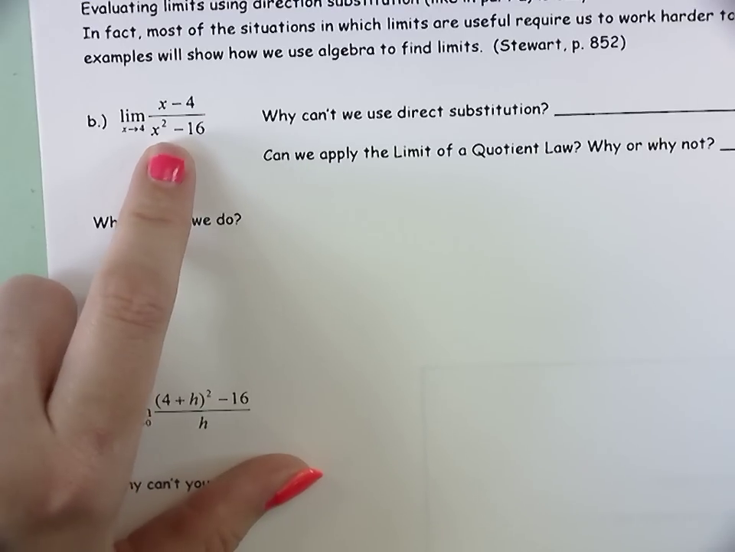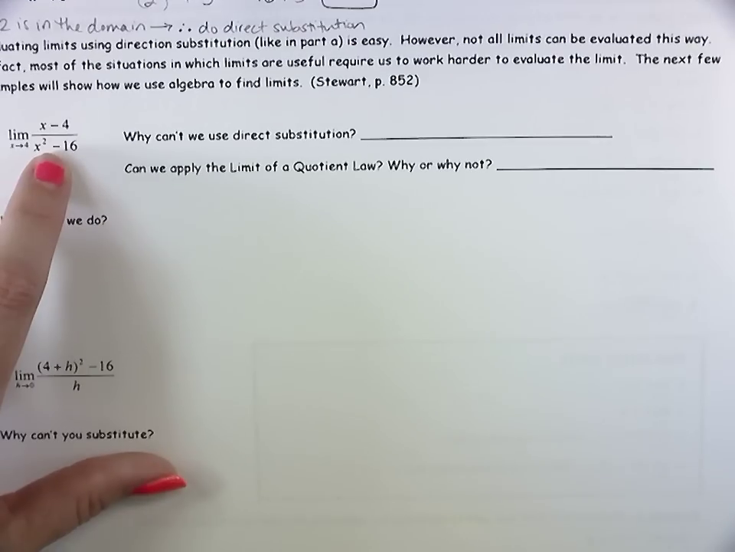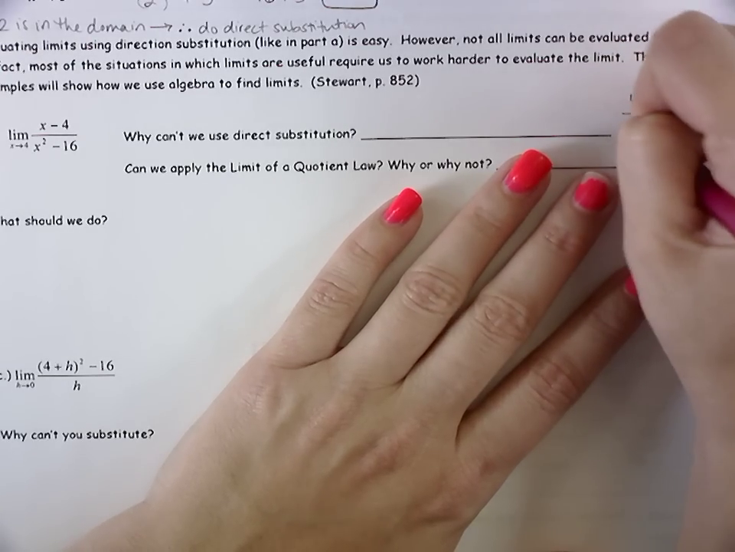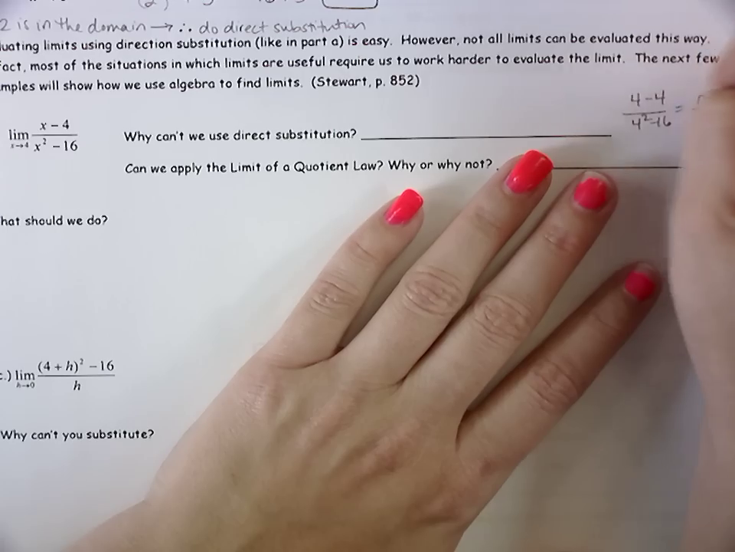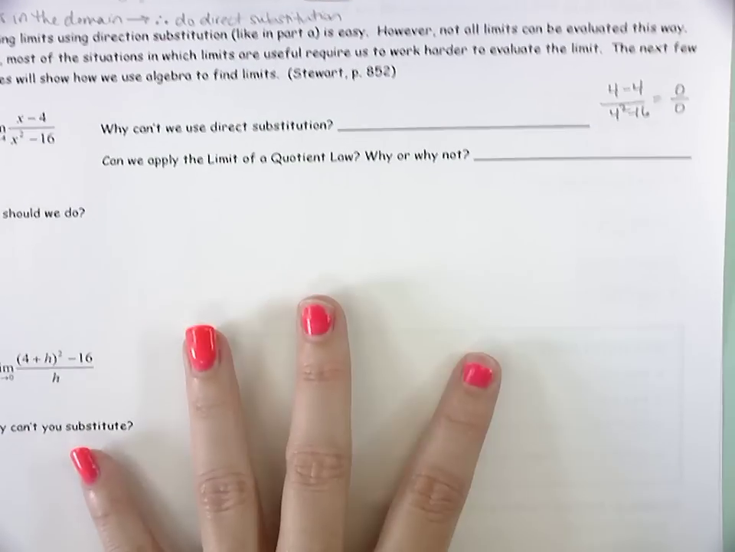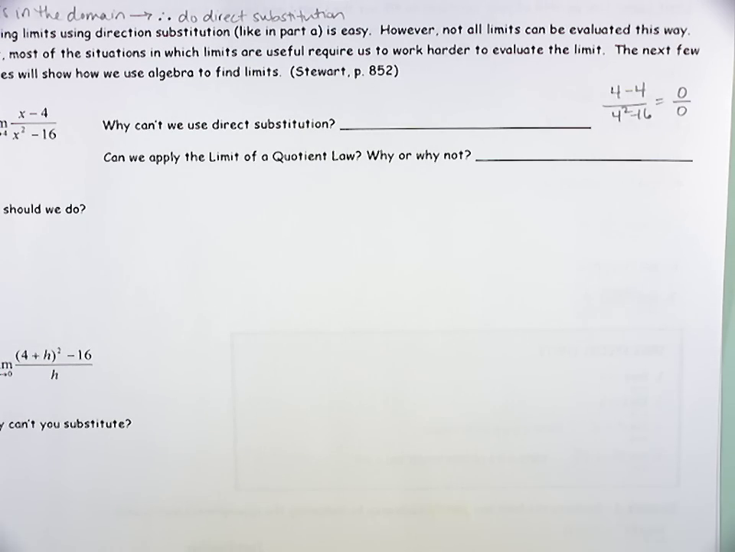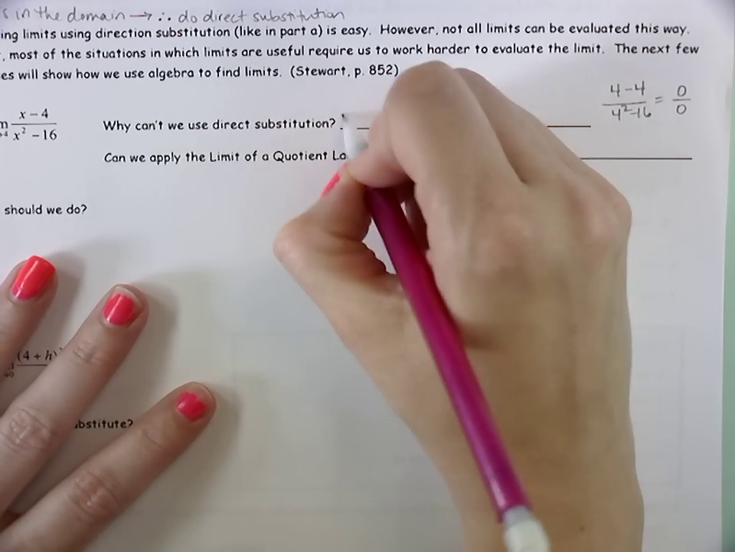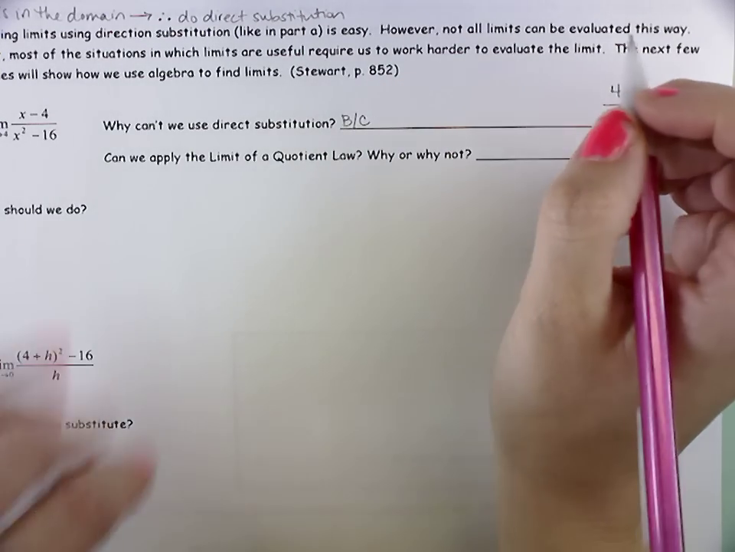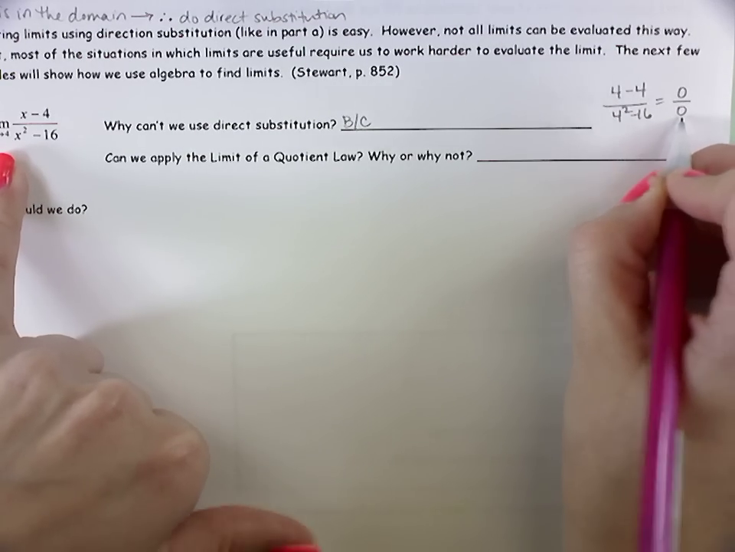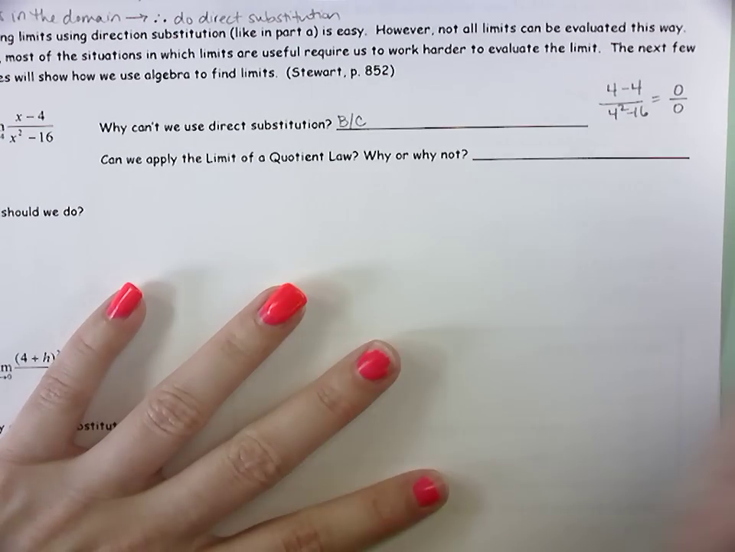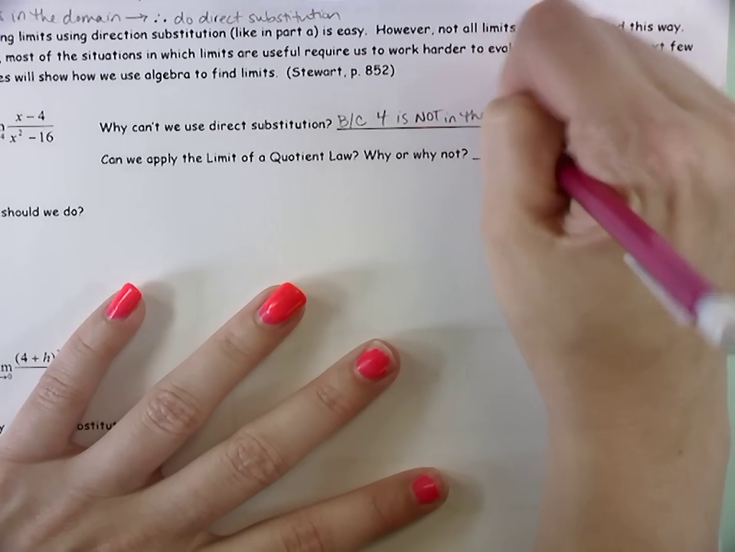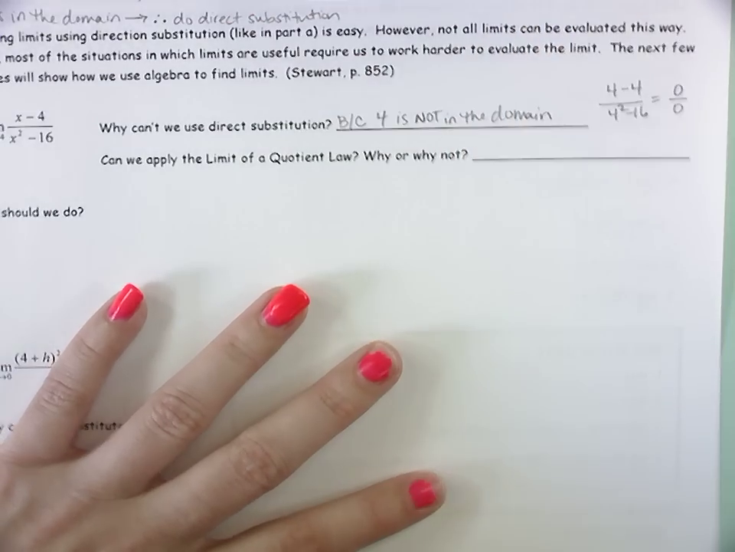In fact, if you plug in 4, we'll write this to the side here. You're going to have 4 minus 4 on the top over 4 squared minus 16 on the bottom. So you'll have 0 on the top and on the bottom, which we talked about. That's called what? Indeterminate. Okay, is 4 going to be in the domain of that function? No, obviously not if we're getting a 0 on the bottom. So why can't we use direct substitution? Because 4 is not in the domain. It does not produce a valid output.